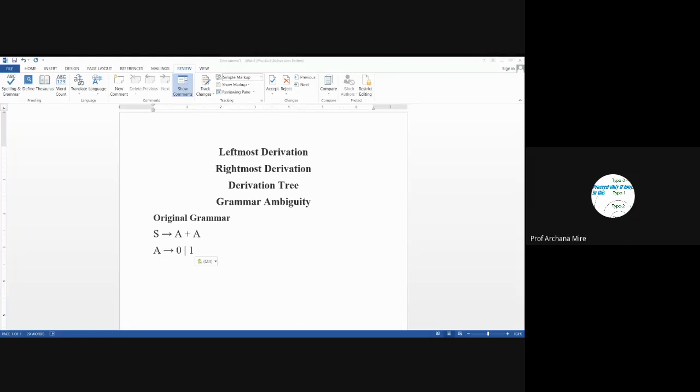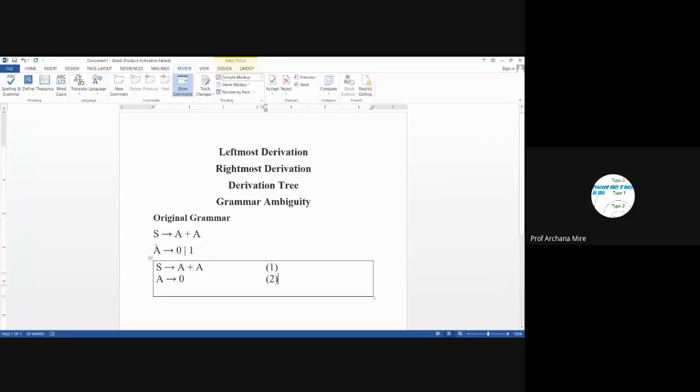Just for clarity, we always rewrite the grammar once again, just to number the given production rules. So I will simply rewrite this grammar. The first production rule is S leading to A plus A, and I will give it rule number 1. The next production rule is A leading to 0. I will copy it here and assign it production number 2.